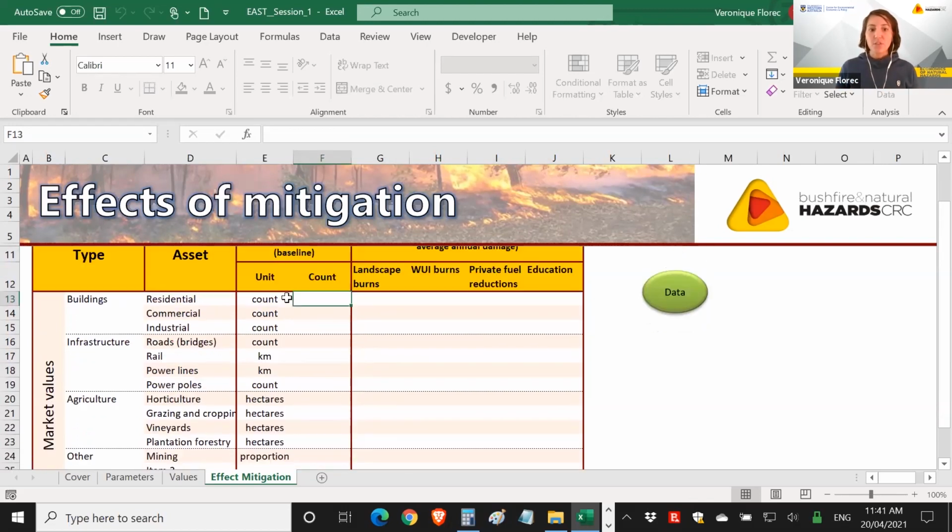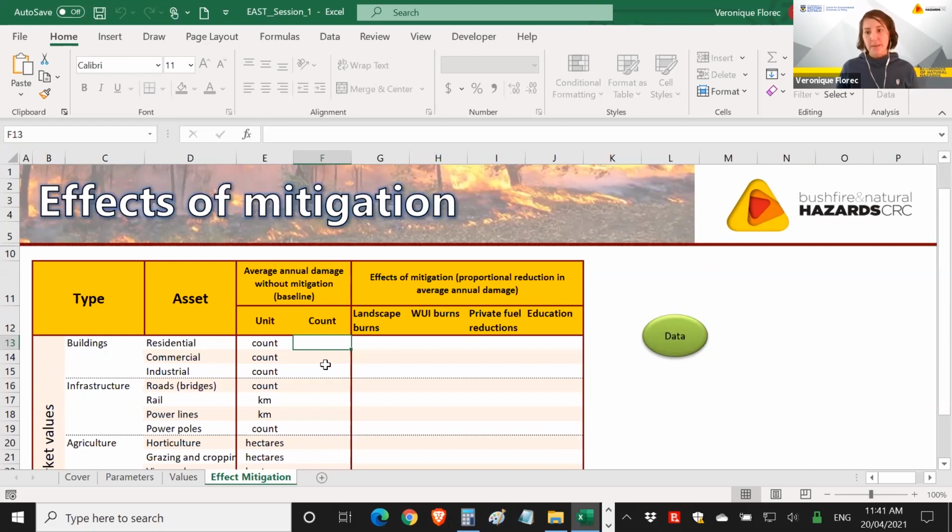So here I'm going to insert the average annual damage. What does that mean? On average, across all different types of bushfire events, what will they destroy per year? That means from the very small fires to the very large fires. Of course, small fires that don't destroy much happen more often, and medium-sized fires that destroy a little bit more happen less frequently. Very large fires that destroy a lot happen with even less frequency. So we have to take that into account.